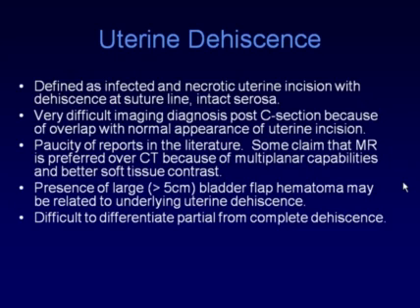Some claim that MR is preferred over CT because of the multiplanar capabilities and better soft tissue contrast. We find that with multi-detector CT, you can obtain good coronal and sagittal views, and that often CT is just more available acutely in these patients. The tip-off that there may be a uterine dehiscence is the presence of a large bladder flap hematoma, especially if it has gas and appears infected.